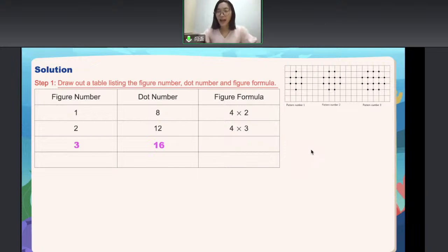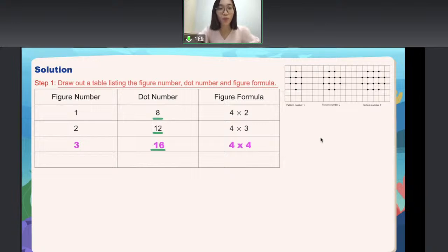Okay, so here everyone, actually, can you find something special? Look, for 8, 12, 16. What is common for these numbers? Actually, they are all multiples of 4, right? So for 8, we can write it as 4 times 2. And then for 12, we can write it as 4 times 3. Okay, what about the 16? Can you find it? Yes, for 16, you can turn that into 4 times 4.